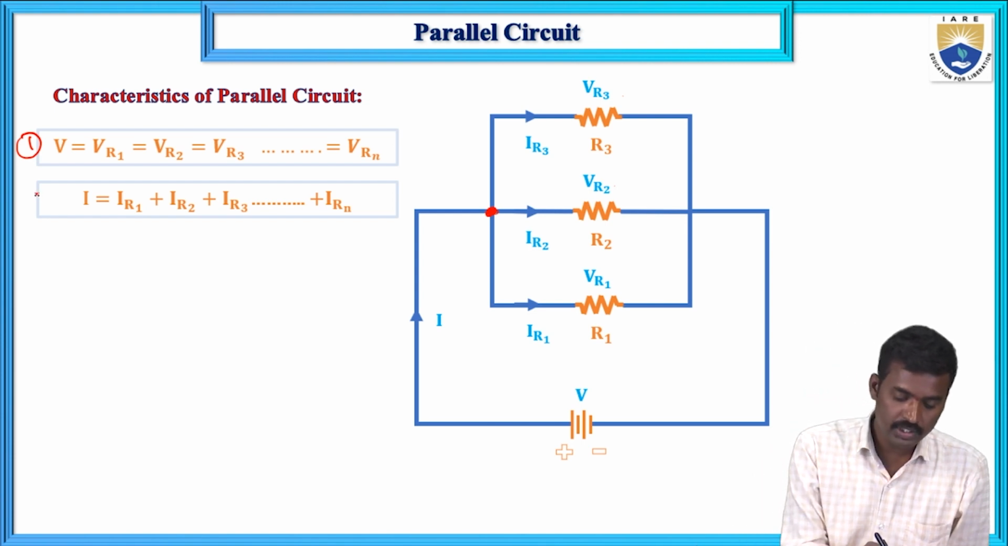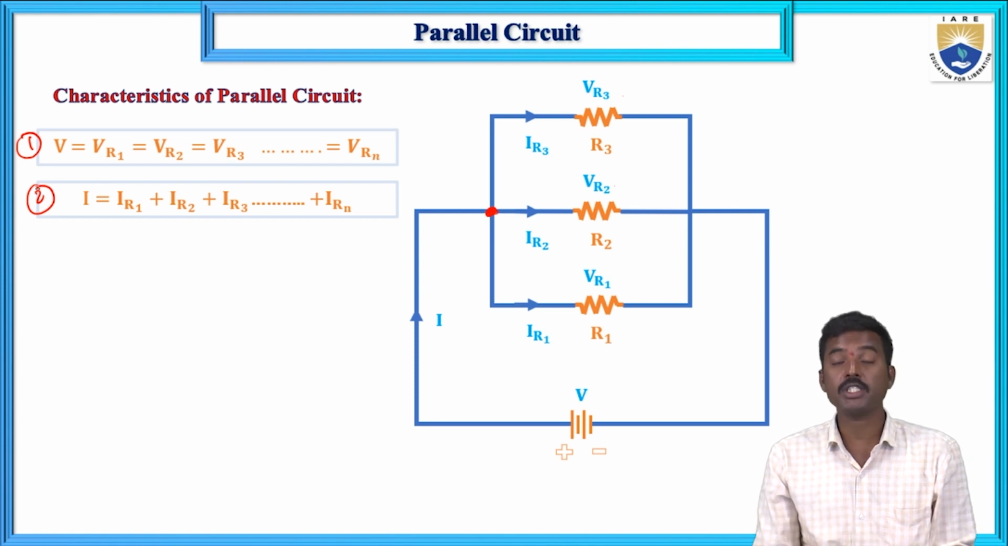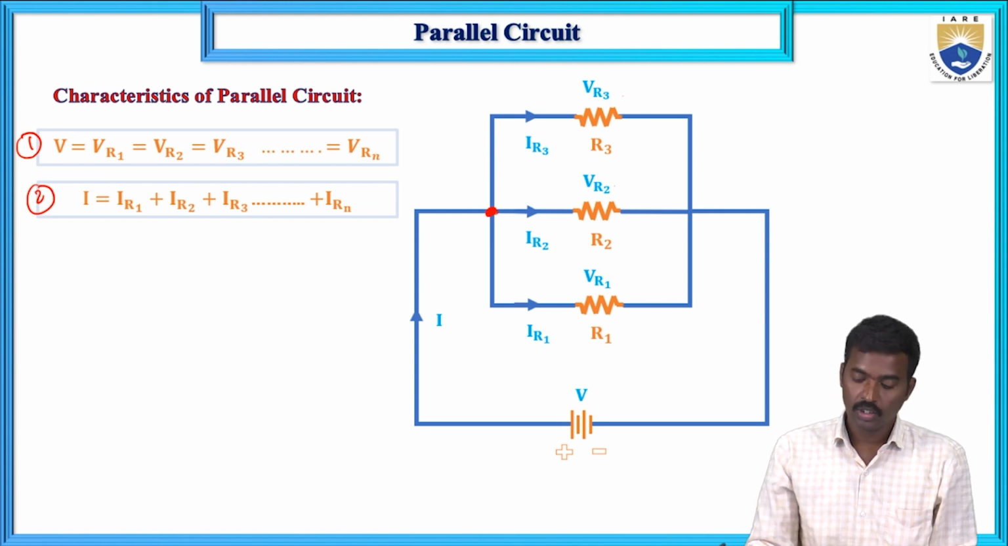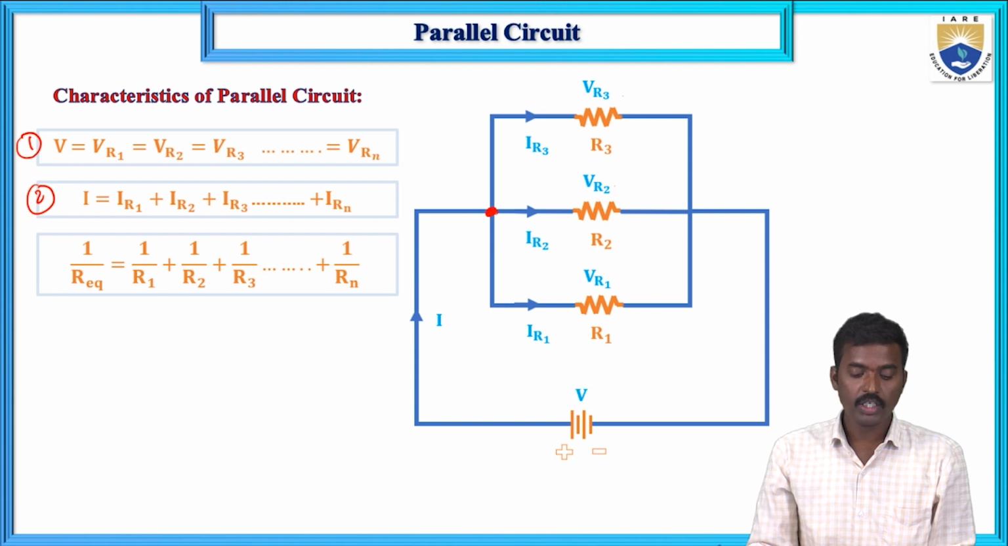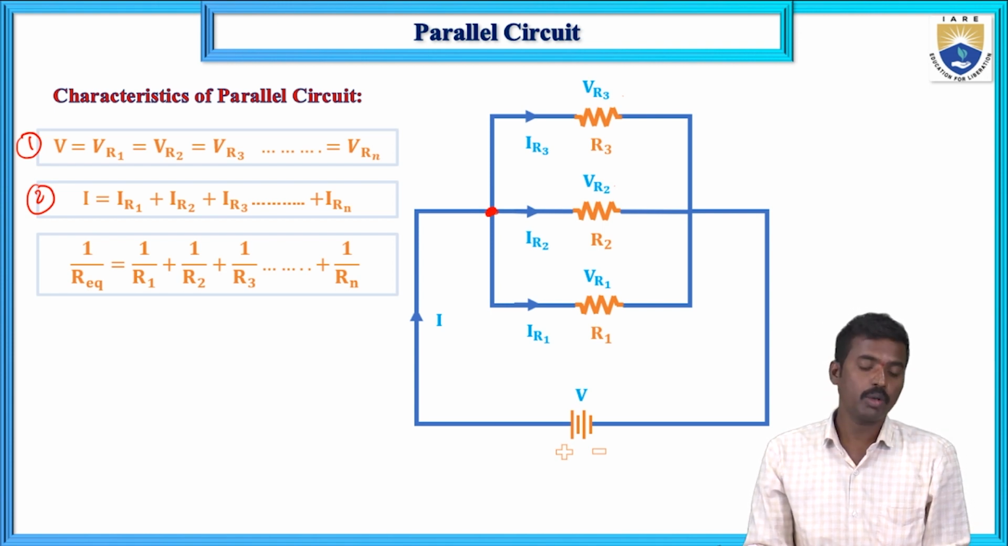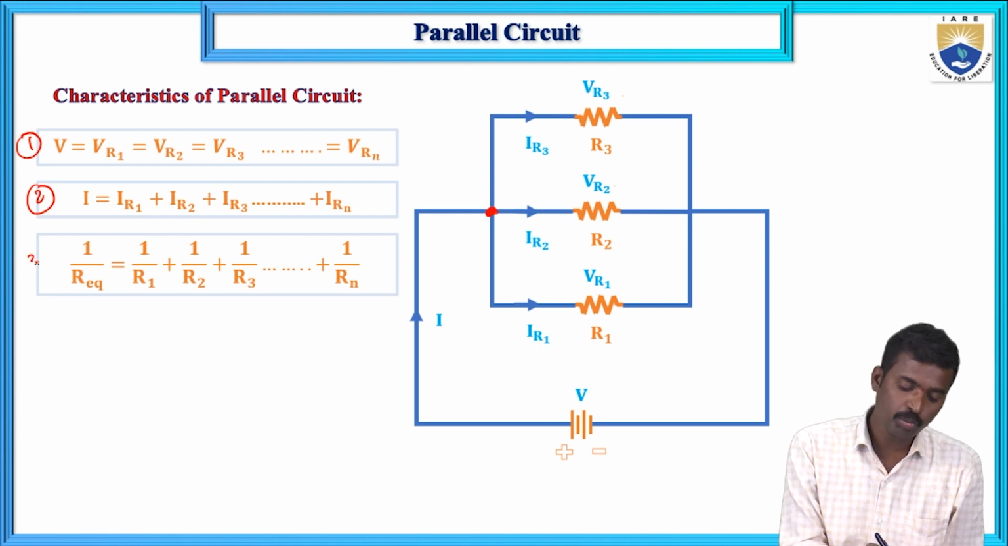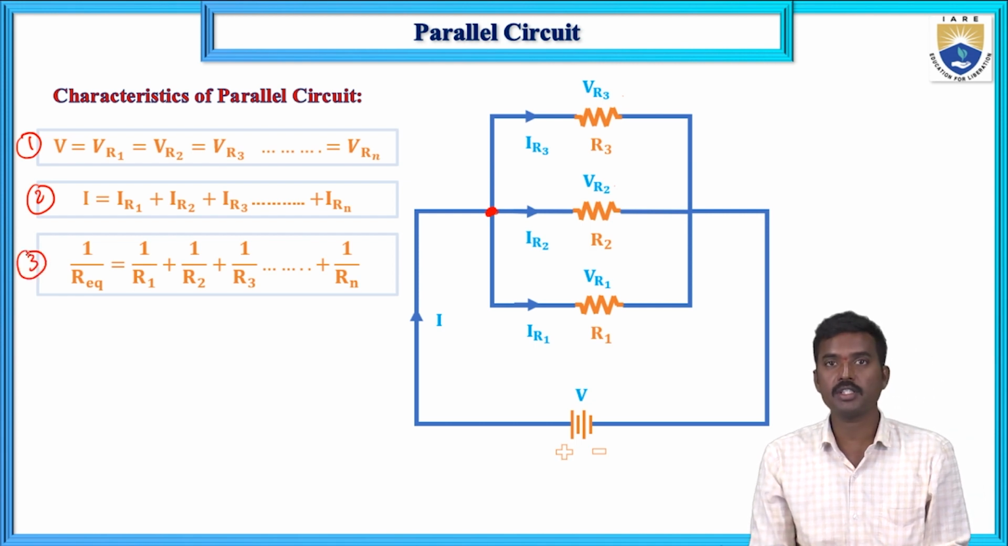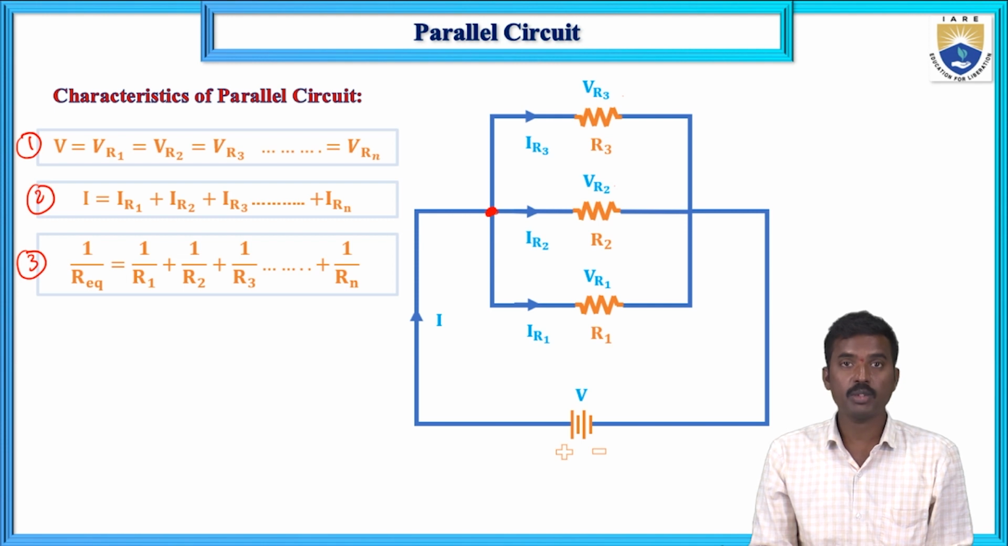Now, this one is the second property: I equals IR1 plus IR2 plus IR3. Next, the third one: R equivalent, 1 by R equivalent equals 1 by R1 plus 1 by R2 plus 1 by R3 till 1 by Rn. This one is the third property. Reciprocal of equivalent resistance equals the sum of the reciprocals of individual resistances.